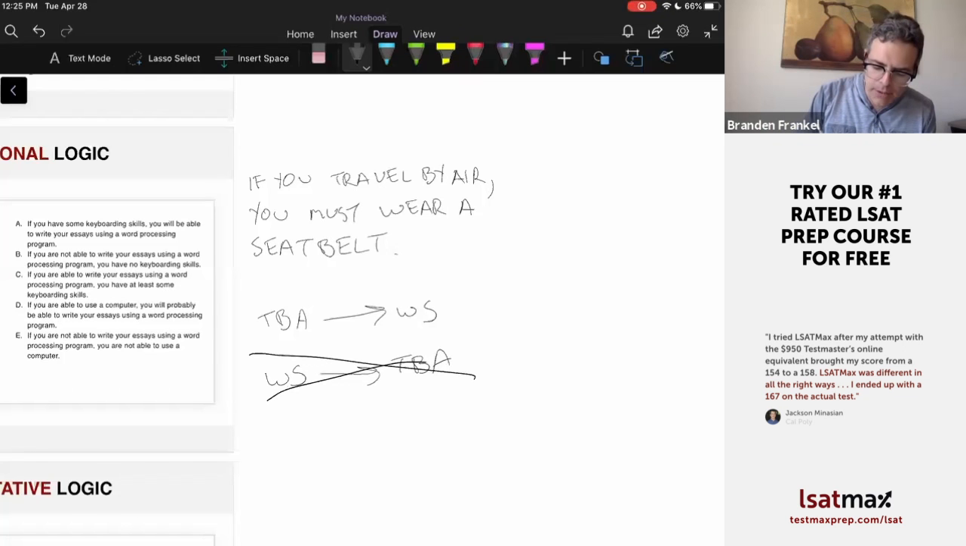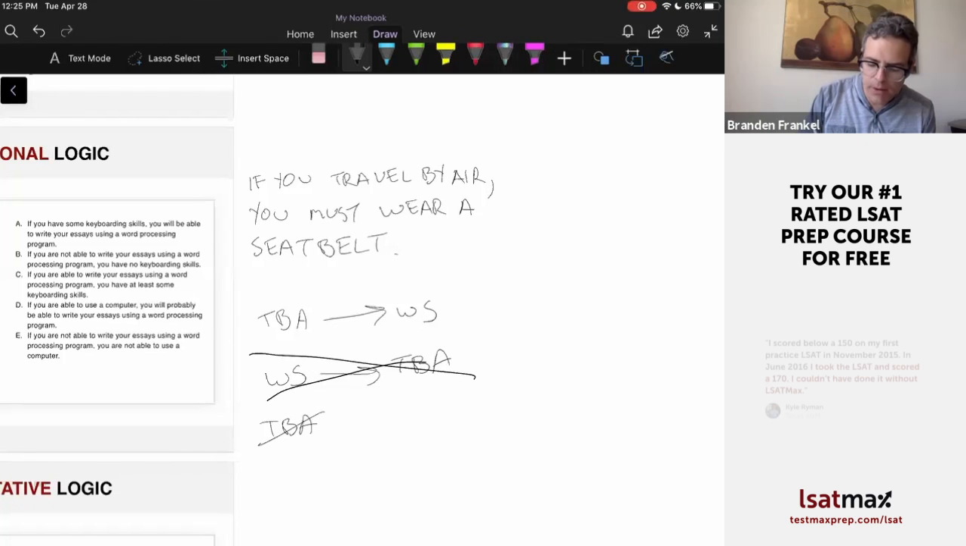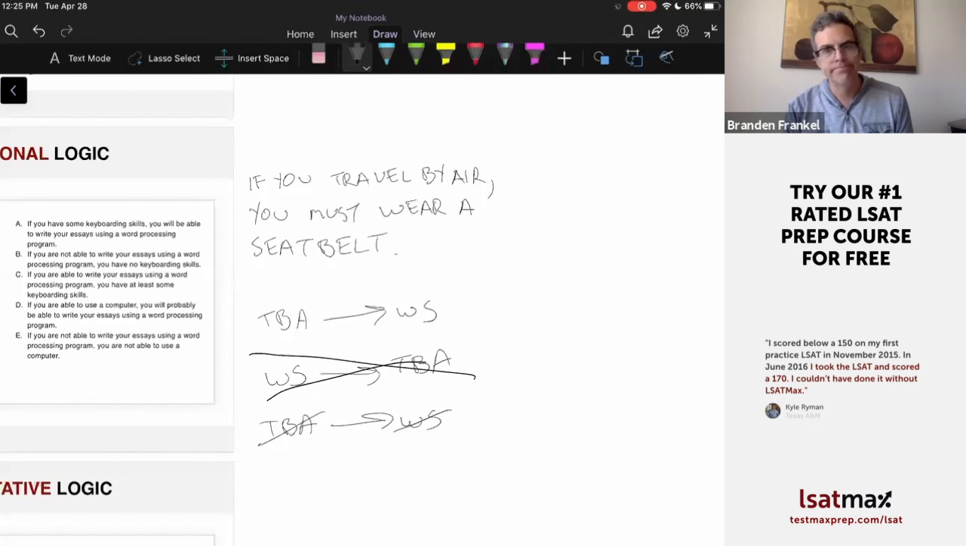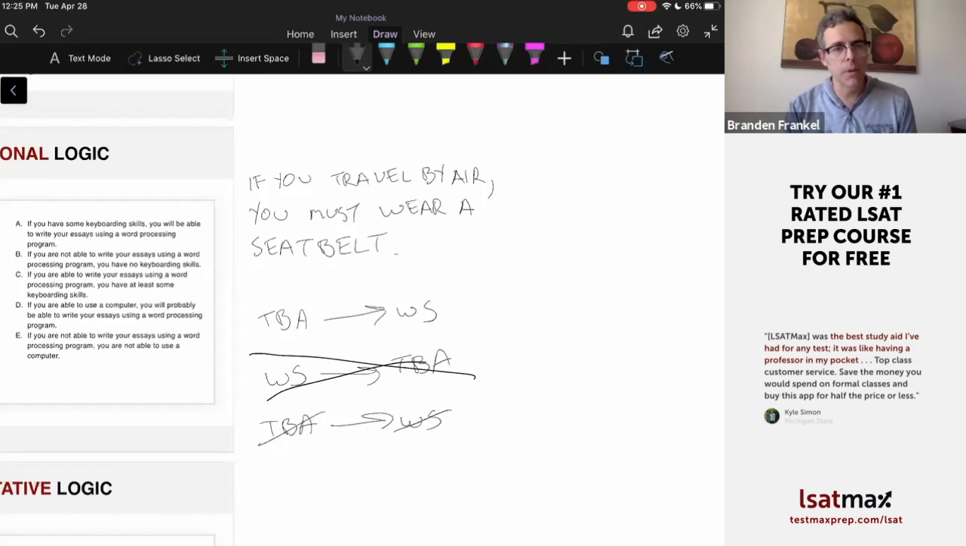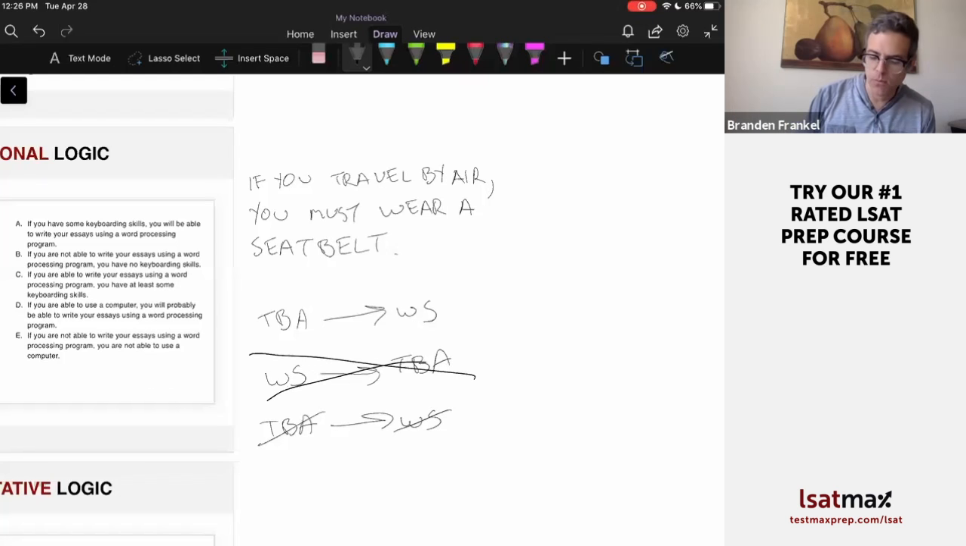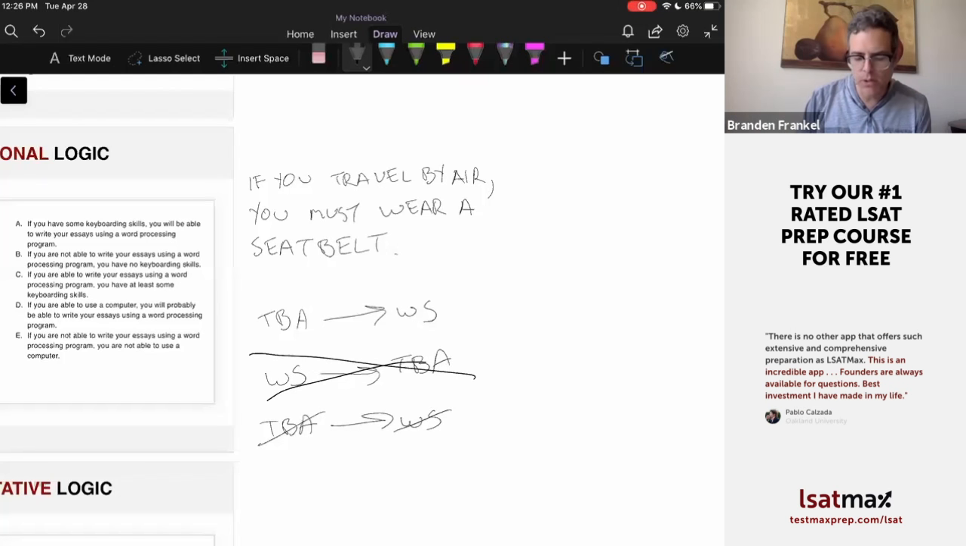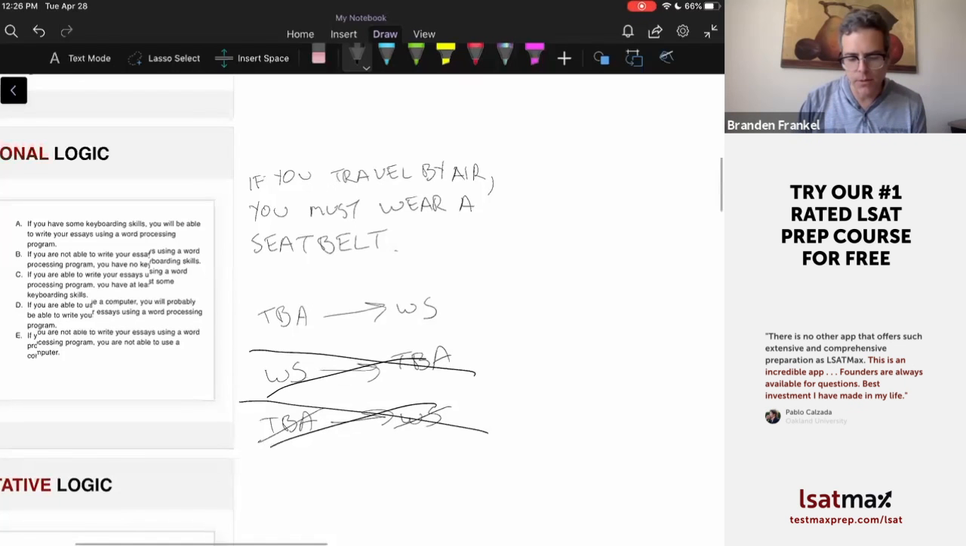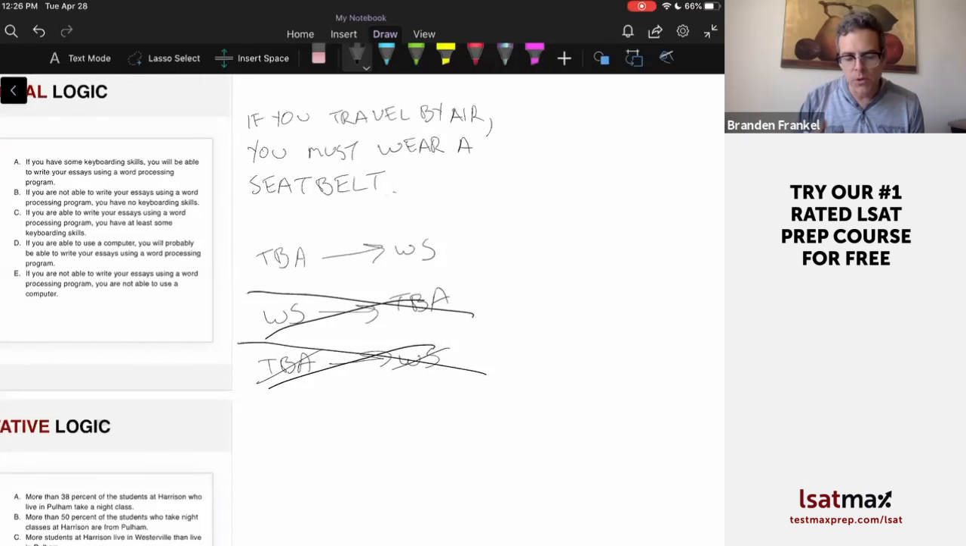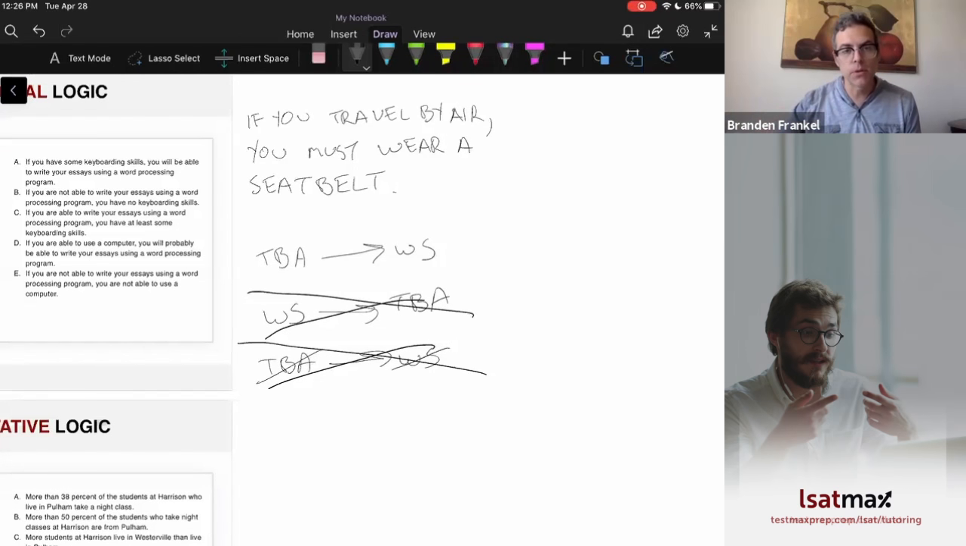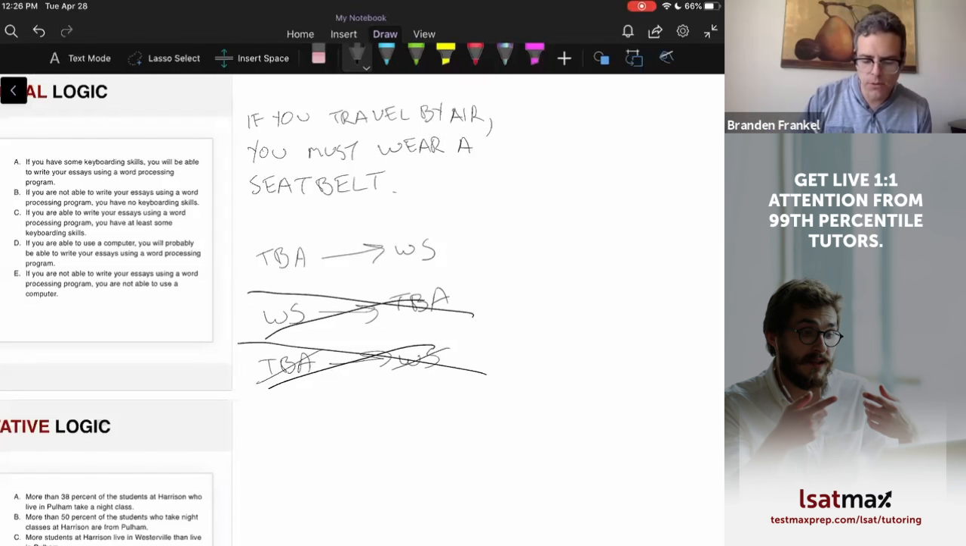What about if we were to negate the terms? If you don't travel by air, then you don't have to wear a seatbelt. Is that true? Again, it's wrong for the same reason. Plenty of people are not traveling by air. They're driving, or doing some other things that require you to wear a seatbelt, and yet you are still required to wear a seatbelt. So you cannot just negate the terms. But look what happens when you do both. You reverse the terms and you negate them. This is what you get.